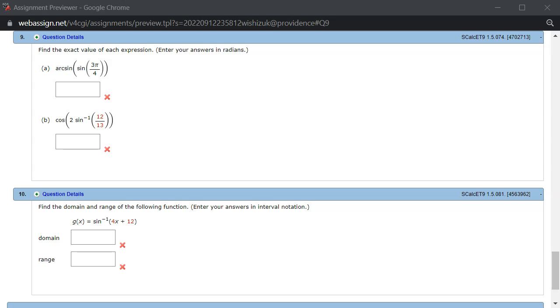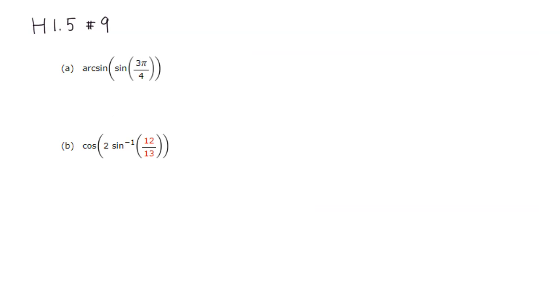All right, let's look at homework 1.5, problem number 9. Let's simplify these expressions involving arc-trig functions. Part A. I'm going to call this entire thing theta, so that we can simplify it.